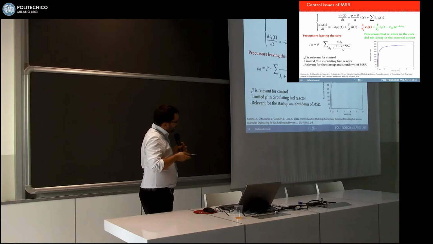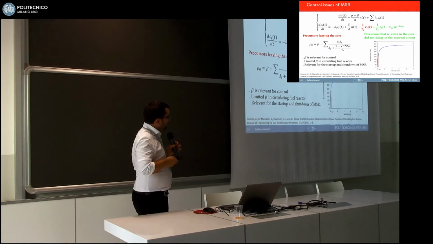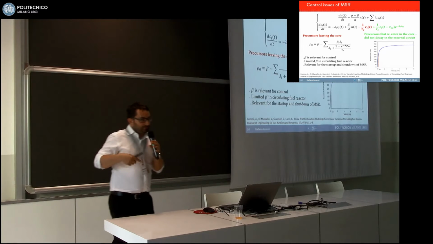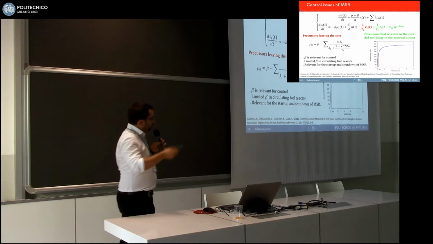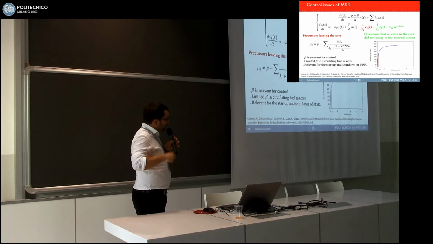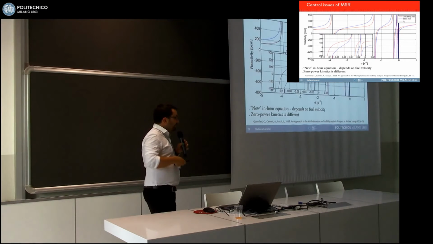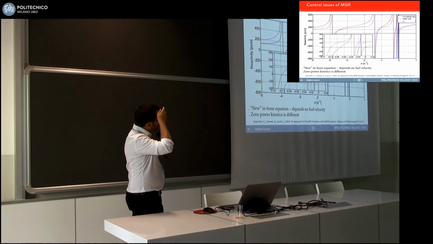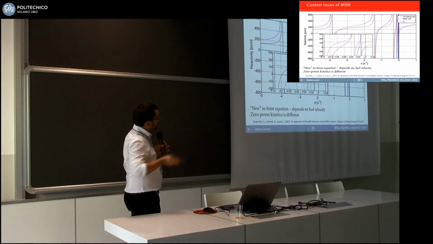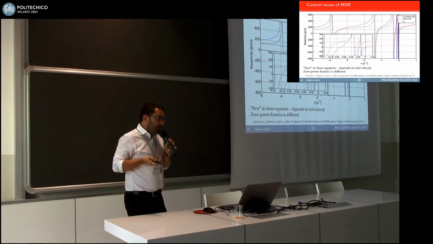This is not so bad for the shutdown since we, let's say, gain from a beta point of view, but from a startup point of view, we have to pay attention because when pumps start to run, we have a decrease of the beta, so a decrease of the margin to prompt criticality. This is the impact of the circulating fuel on our equation. Basically, we have a nu in our equation.